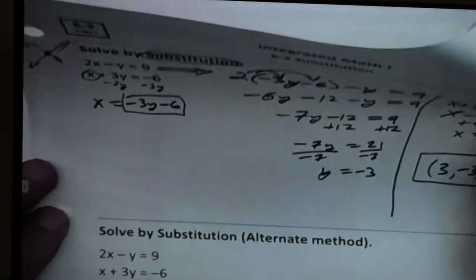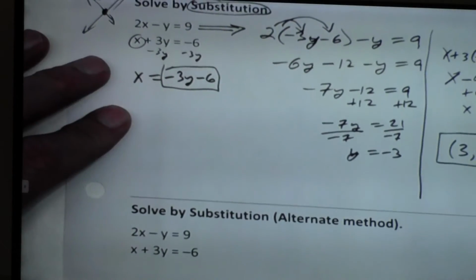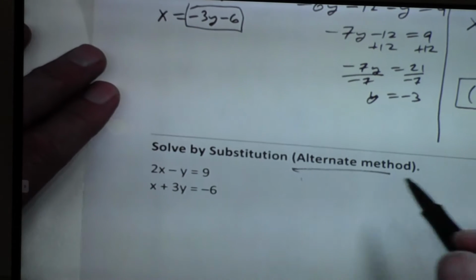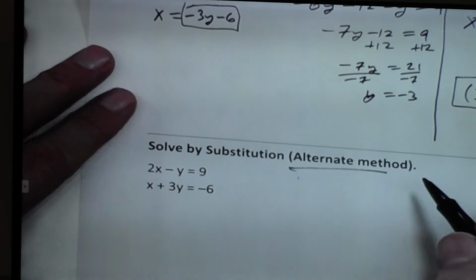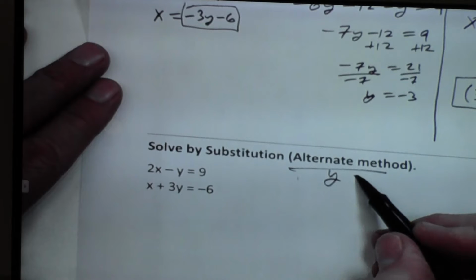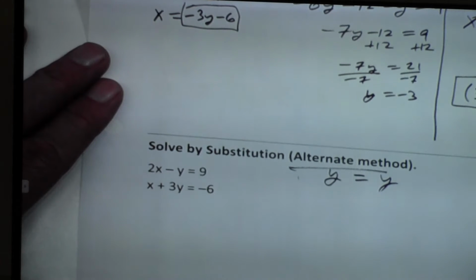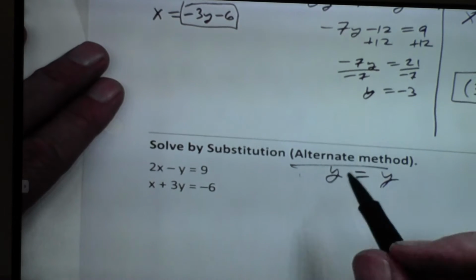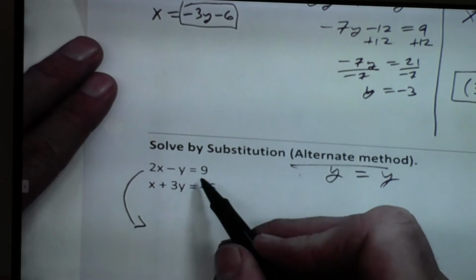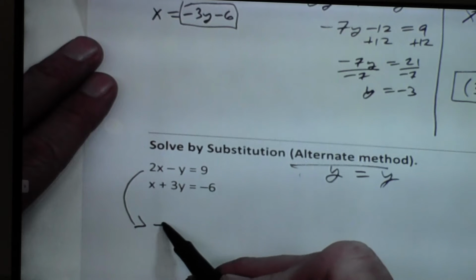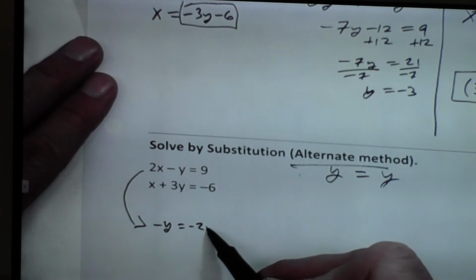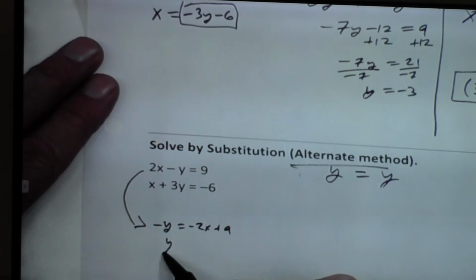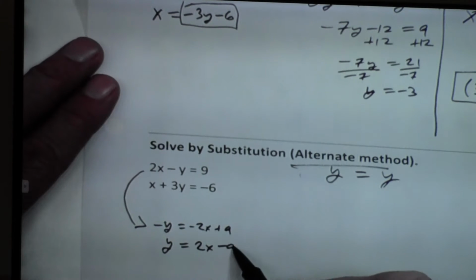Next problem, we're going to do the same kind of thing. No, this is an alternate method. In the alternate method, what we're going to do is take advantage of the fact that y is the same as y. They're both equal to y. I'm going to solve these both so that they are in y equals mx plus b form. So here, if I move 2x over, negative y equals negative 2x plus 9. If I divide by the negatives, I get y is equal to 2x minus 9.